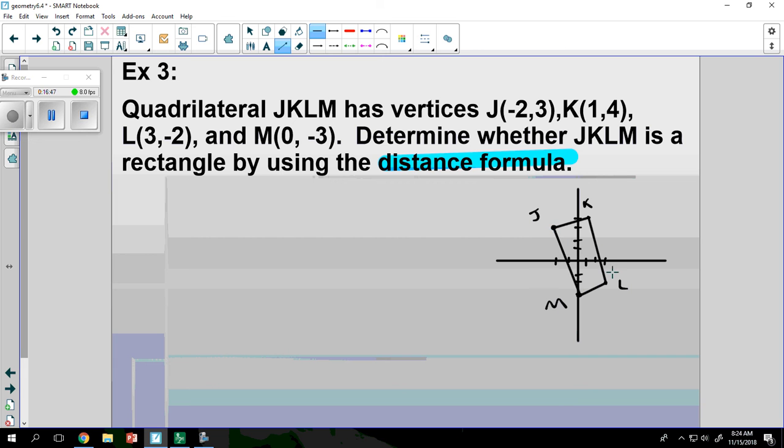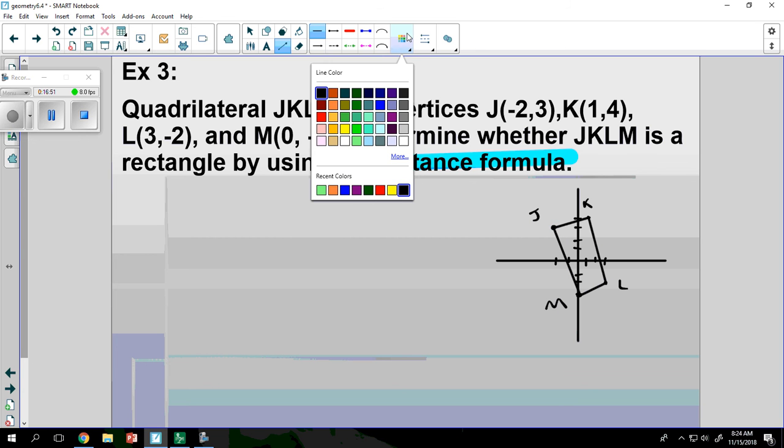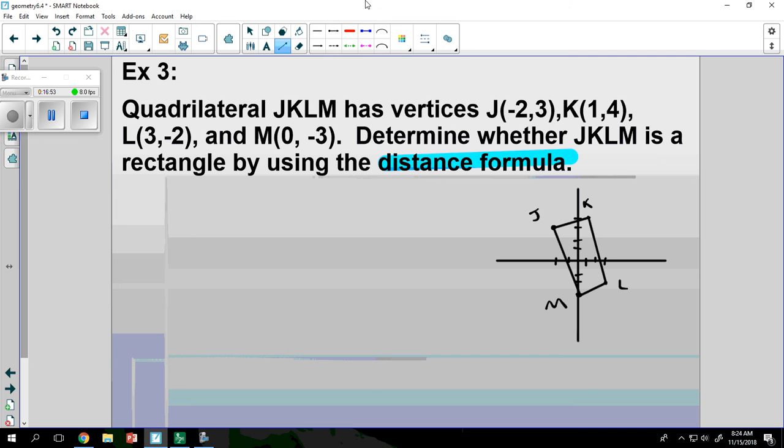And visually, you know, my graph's not perfect. It looks like it might be a rectangle. And might be doesn't matter. We're going to have to do the distance formula to figure it out for real. If you're working with the distance formula, we're going to find the lengths of the diagonals. So that would be JL and MK. If when we find the lengths, they're the same, it's a rectangle.